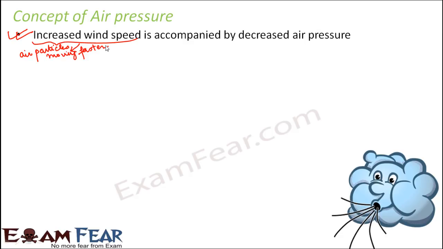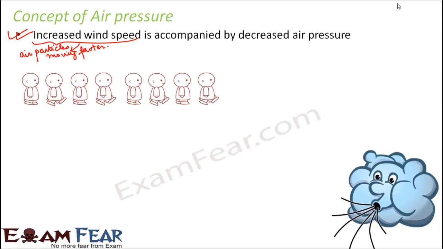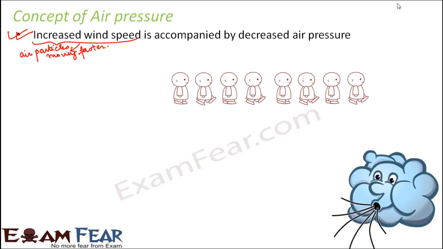Now, you might be wondering how speed is related to pressure. Let's look at this example. I am going a little out of track to explain the relationship between wind speed and air pressure. Look at this scenario where you see a queue of children. They are standing in a queue and moving one after another.